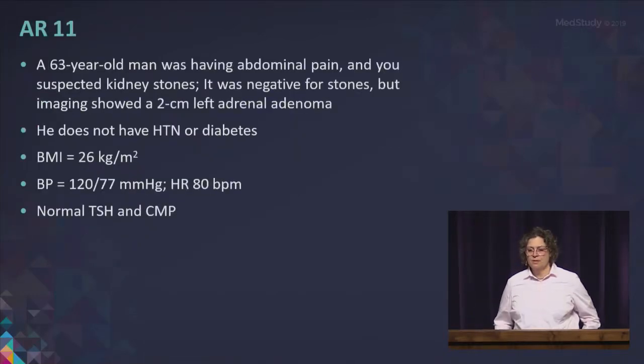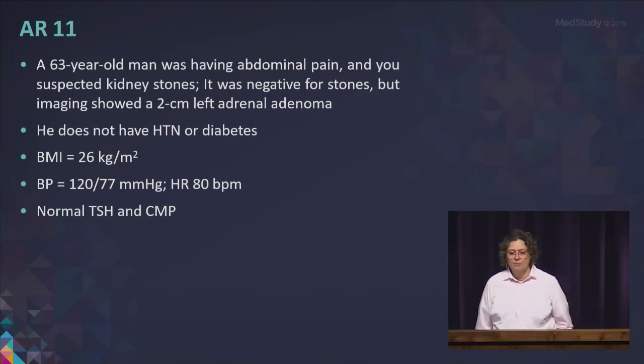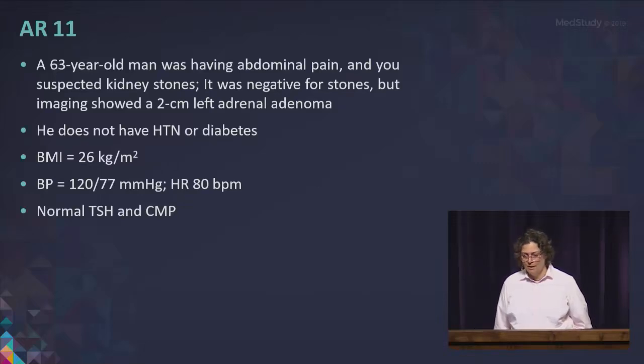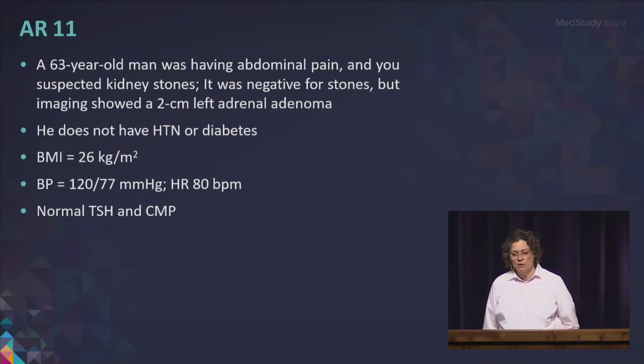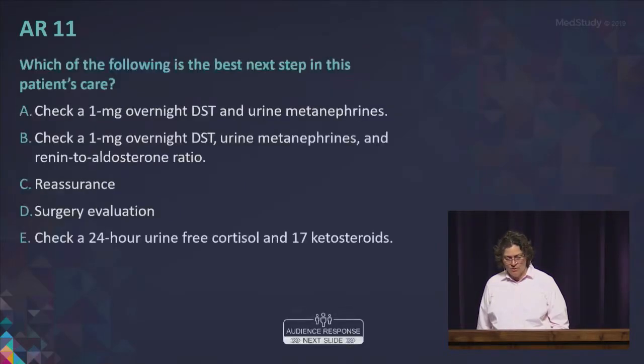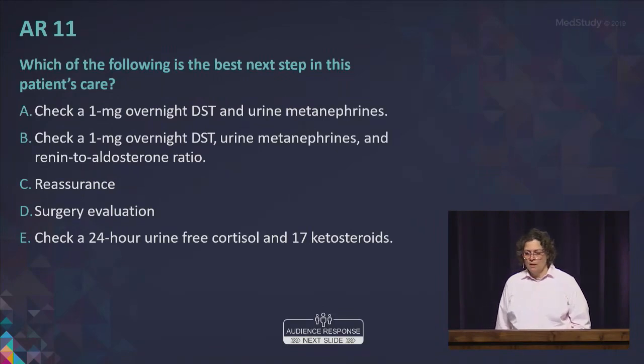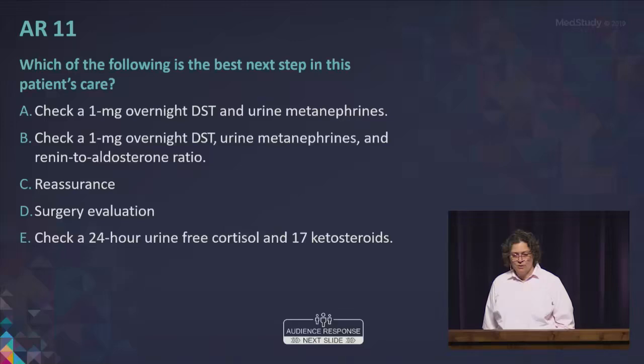Next question. A 63-year-old man was having abdominal pain. You suspected kidney stones. It was negative, but now you have a 2-centimeter left adrenal adenoma. He does not have high blood pressure or diabetes. His BMI is overweight at 26. Blood pressure is 120/77, heart rate is 80. He has a normal TSH and CMP. Which of the following is the next best step in this patient's care?